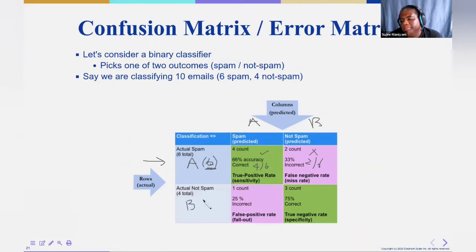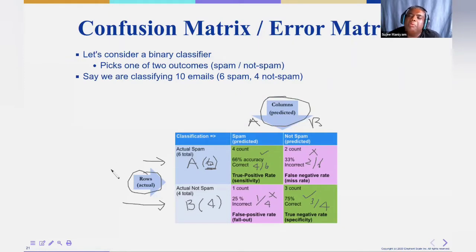Let's also do B. I'm sending you 4 B's. Now the algorithm, out of 4, correctly identified 3 as B. Remember, this is the B column, so it put 3 in the B column. So accuracy here is 3 out of 4. That's good. But 1 is misidentified as A. Does that make sense, guys? So the way to read the confusion matrix is like this: the rows are actual, the columns are predicted. Once you get this, the confusion matrix will make a lot more sense.